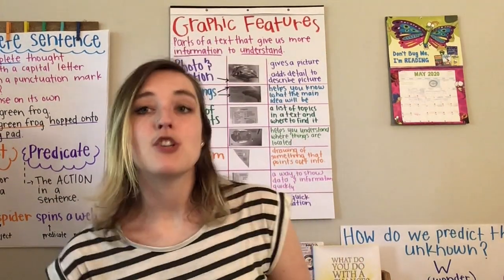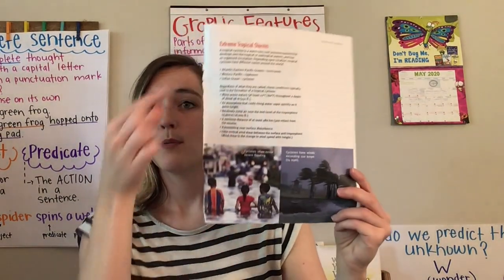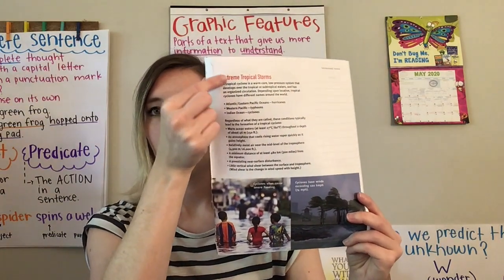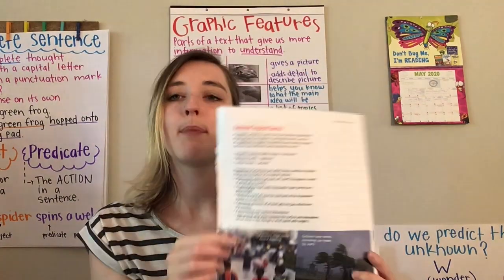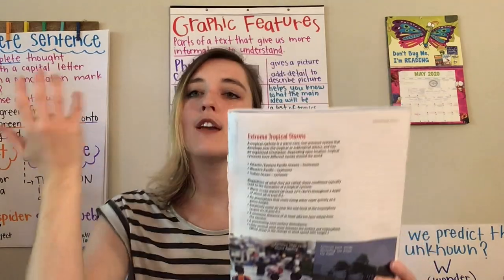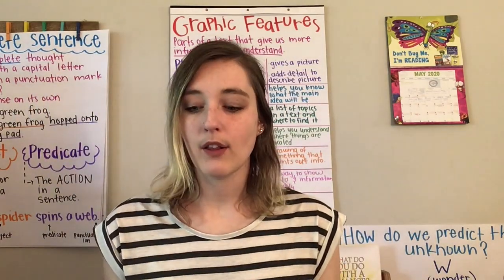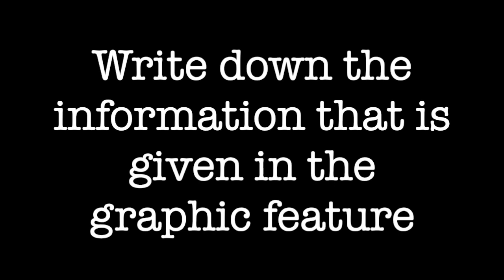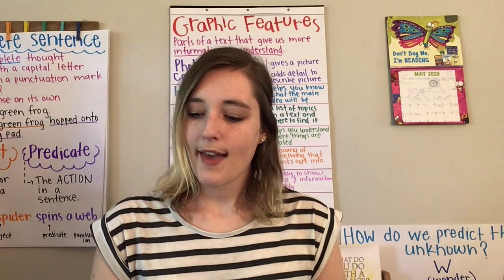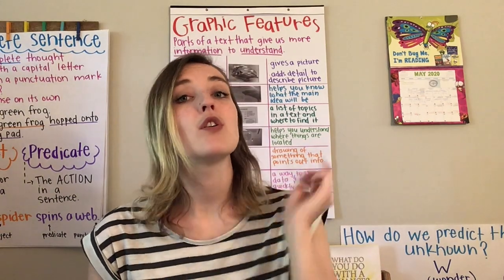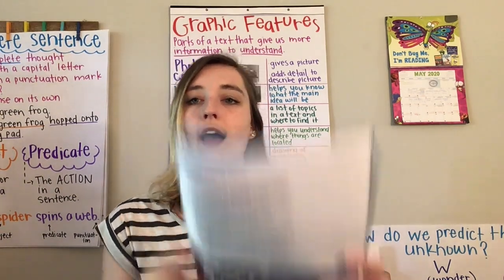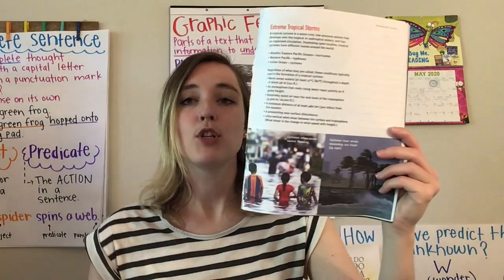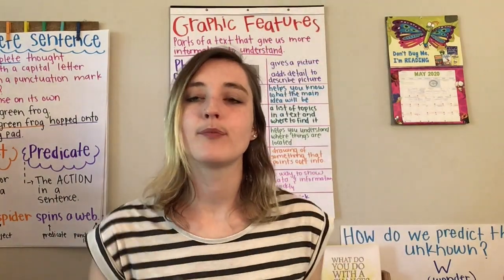Okay, so now what information is given? Remember the main idea is in the heading. What's it about? Extreme tropical storms. It's all about cyclones, right? So it tells us information about cyclones. So that's the information that's given. Go. And then how does this help me understand this text? So you need to write down how these graphic features help you understand the text. Go write that down.